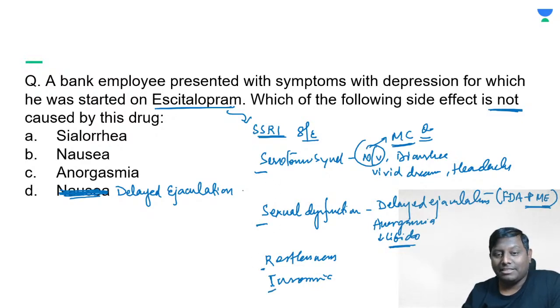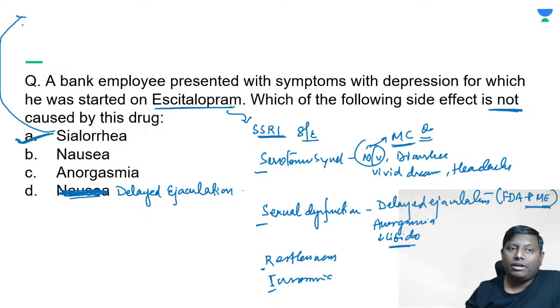So what are the side effects of SSRIs? Delayed ejaculation, anorgasmia, nausea will be seen, but sialorrhea will not be seen. Sialorrhea is not something that is reported with serotonin drugs. Remember, sialorrhea, also called wet pillow syndrome, is associated with a drug named clozapine.